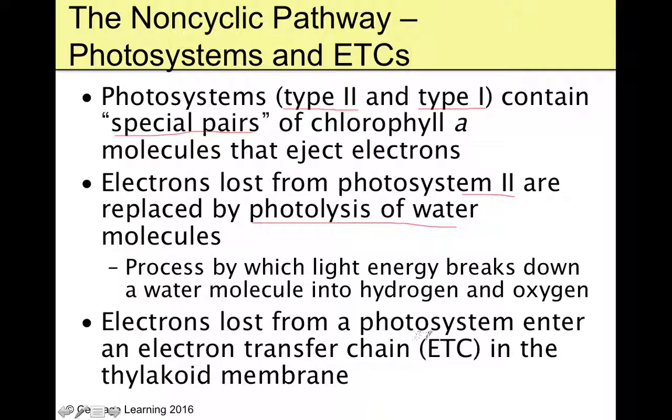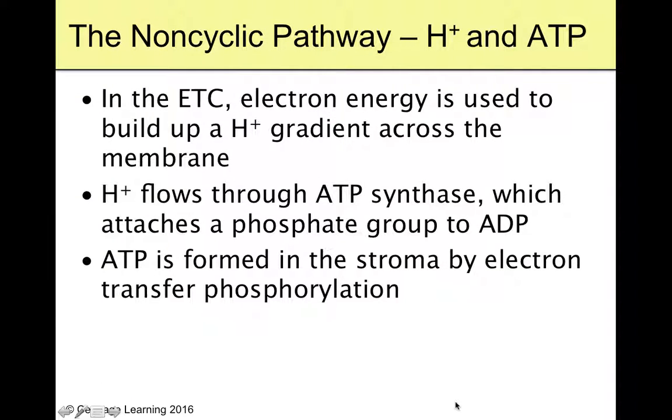And electrons that are lost from a photosystem are going to enter an electron transfer chain, where we're going to make sure we get the most we can out of those electrons. And that is all occurring on our thylakoid membrane. So very, very busy place, the thylakoid membrane. All right, so in our electron transport chain, our electron energy is going to be used to build up a hydrogen gradient. And we're going to get a hydrogen gradient across that membrane.